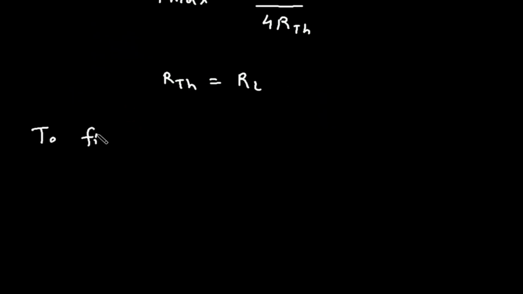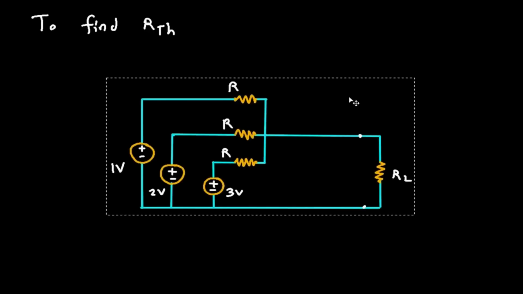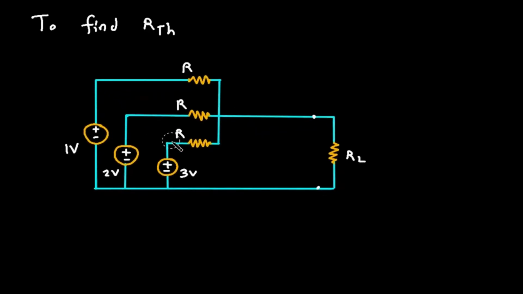To find RTH, we will turn off all the independent sources. Since this is a voltage source, so this will be short circuited. This is also a voltage source. This is also a voltage source. So these will be short circuited. And here this will be our RTH.